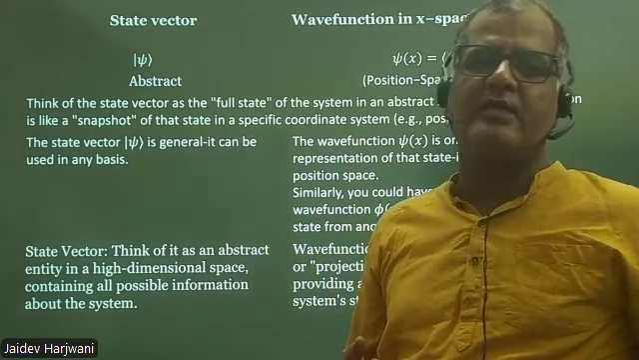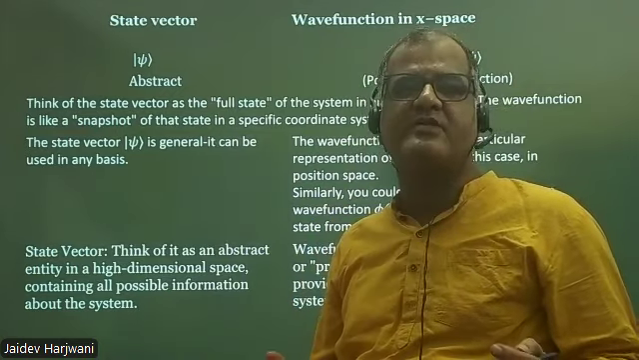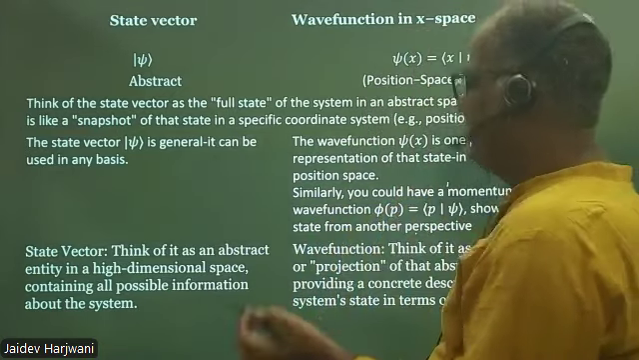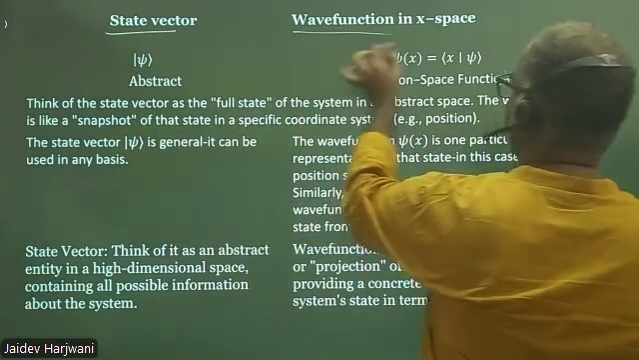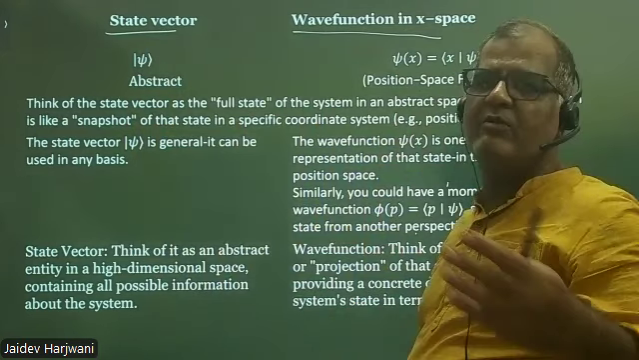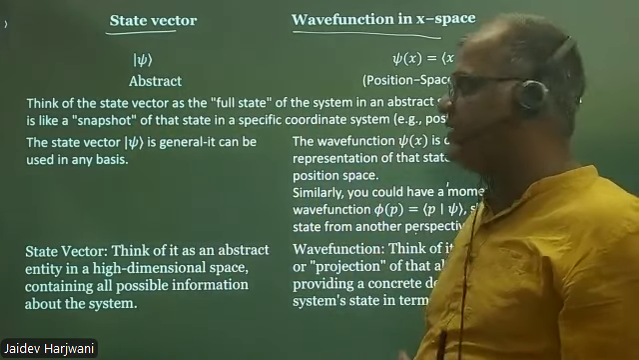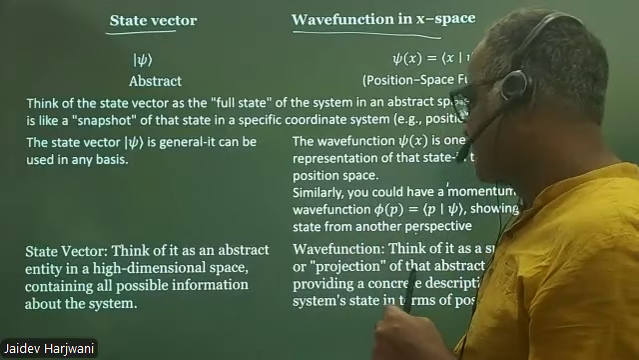So we know in quantum mechanics, the state of a quantum system is defined either by a state vector or by a wave function. The wave function can be in position space, or in momentum space, or in spin space. So what is the difference between these two representations?